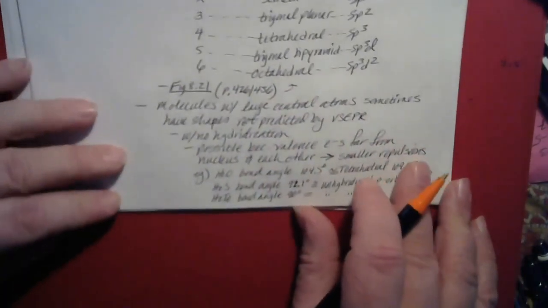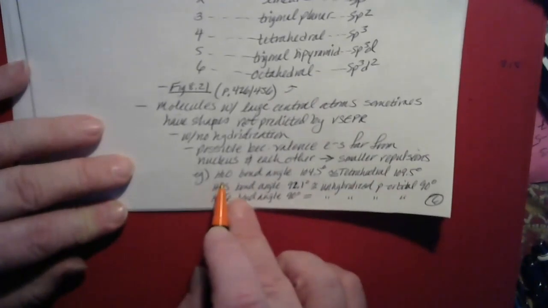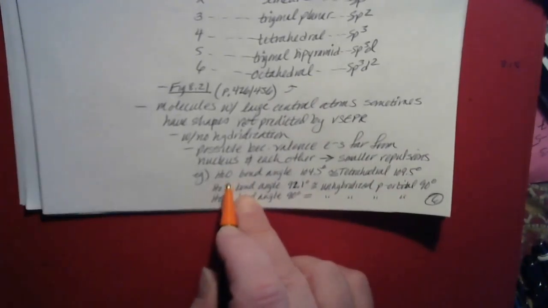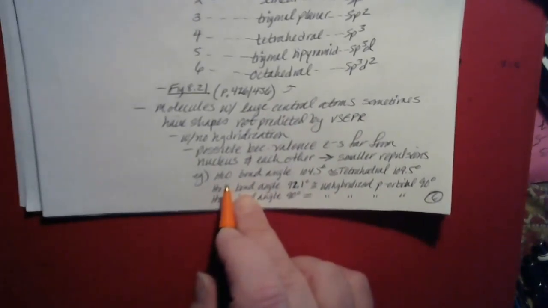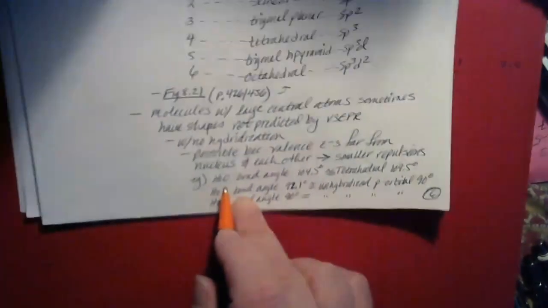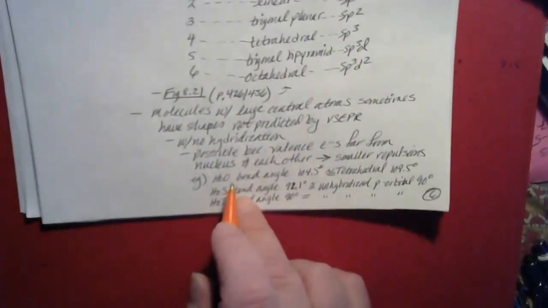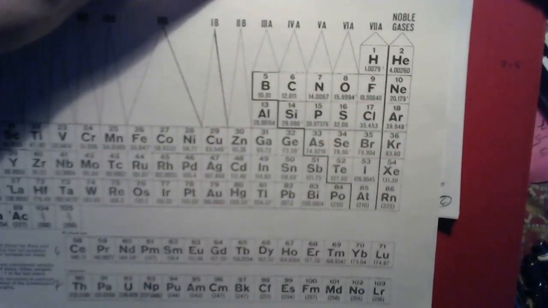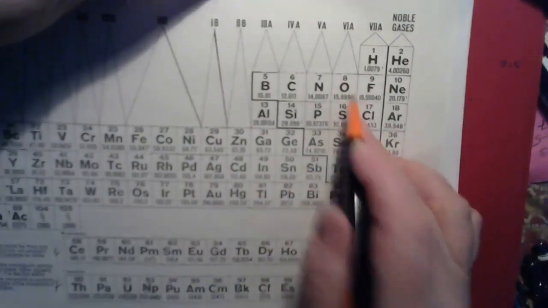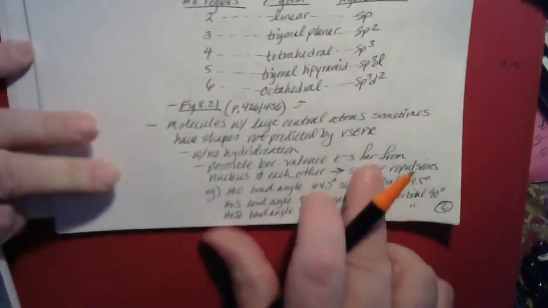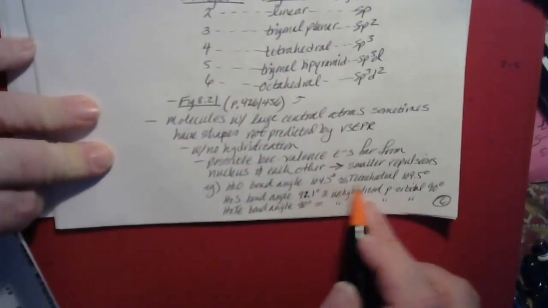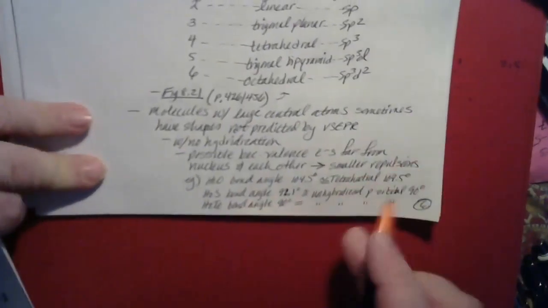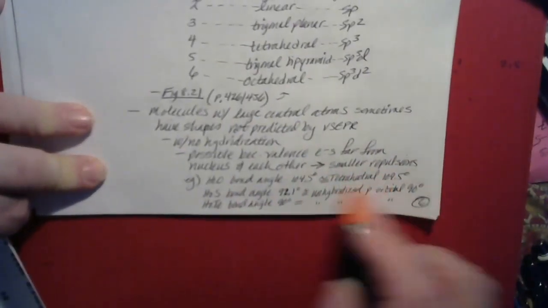So an example would be H2O. That is an oxygen atom from group 6A in the periodic table. Oxygen's group 6A. When it forms a compound with hydrogen, it has the formula H2O. We already know that the bond angle is 104.5 degrees, which is about the same as what you would expect from a tetrahedral electron geometry.